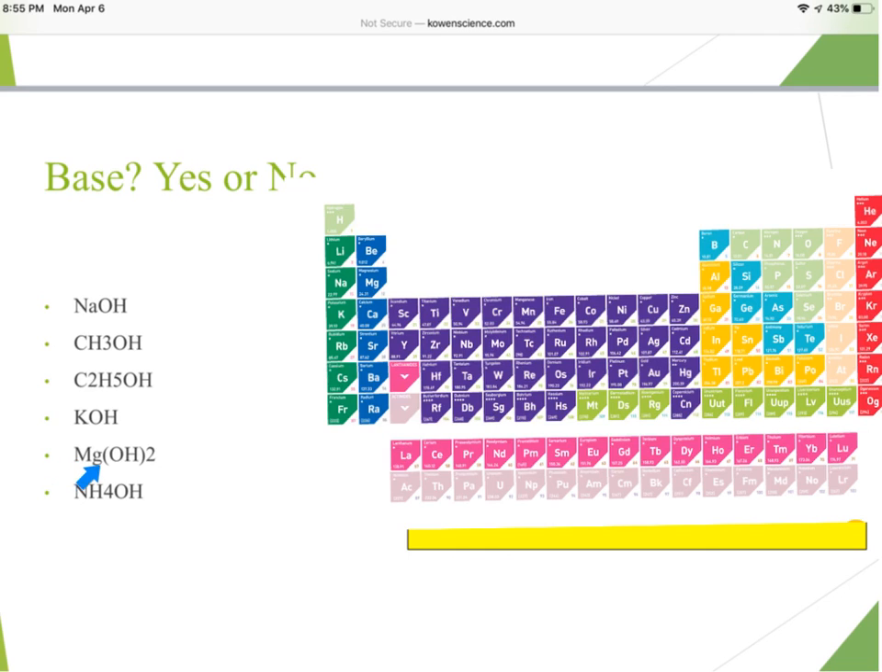Mg(OH)2, we're going to look up the Mg. We're looking up over here, we found Mg right here, strong base. Looking at this one right here, NH4OH. Looking over here, I'm not finding an NH4 in group 1 or 2, so that has to be a weak base.